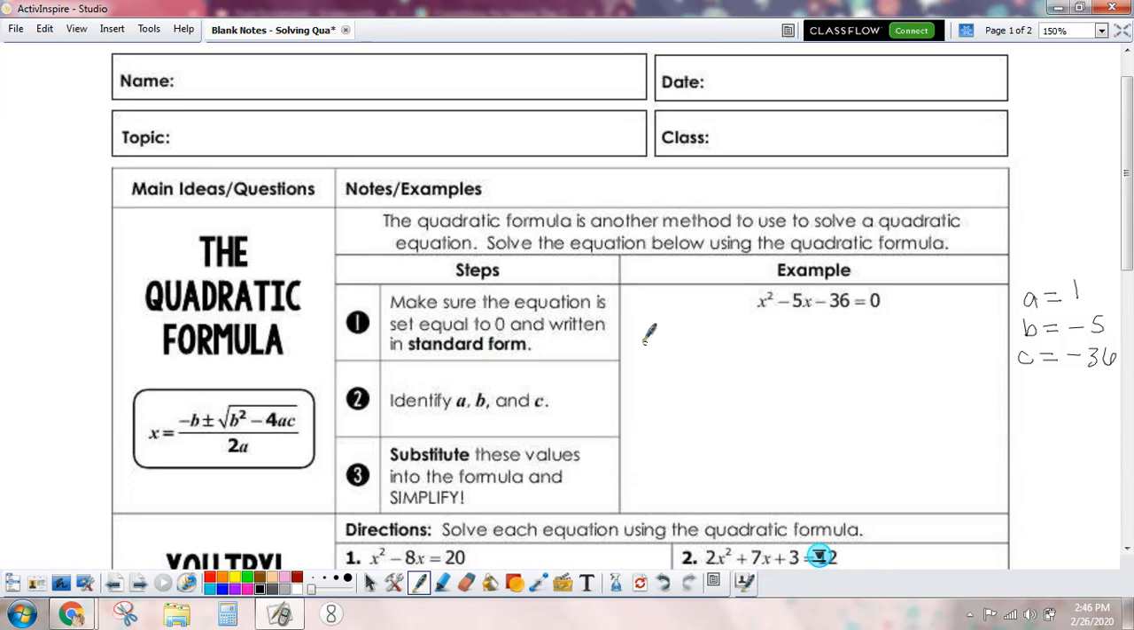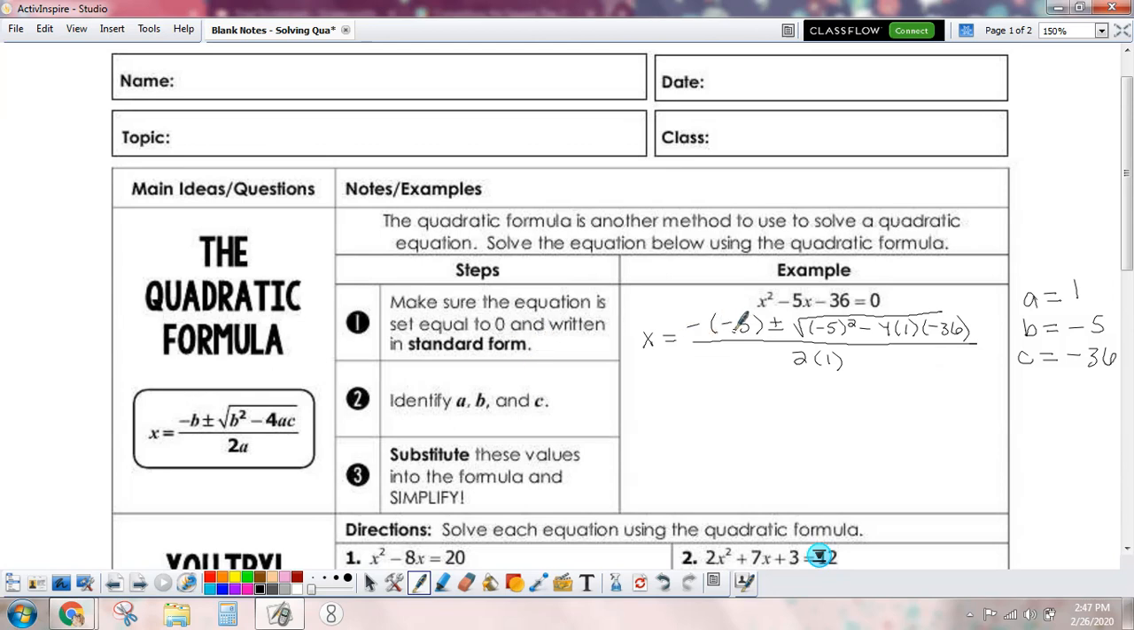Okay, so I'm going to go ahead and start with x equals, and my formula is the opposite of b, so the opposite of negative 5 plus or minus the square root of parentheses negative 5 squared minus 4 times a times c, and then that all divided by 2 times a. All right, so I'm going to start at the top and then work my way through it. So I'm going to go ahead and solve what is under the radical first.